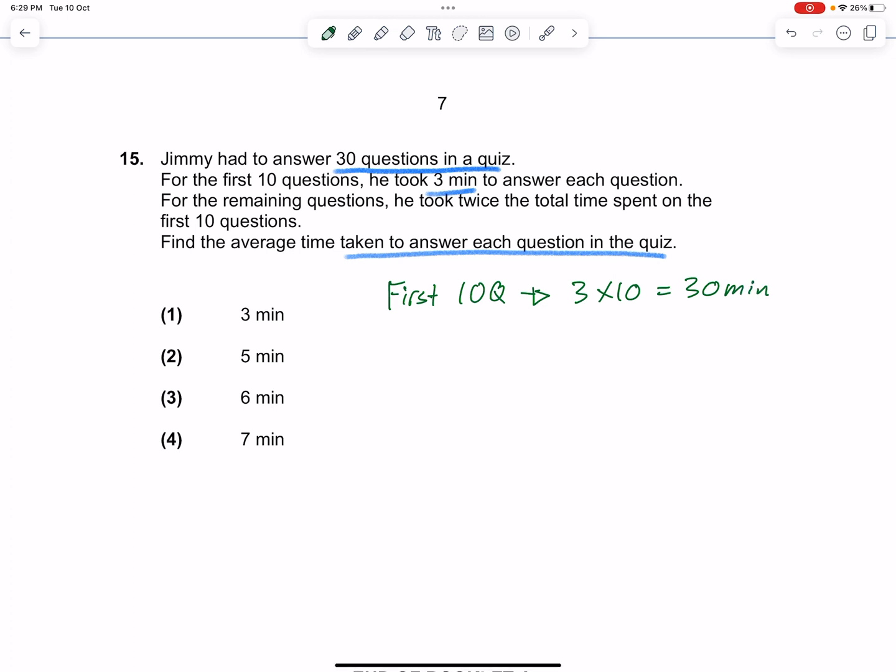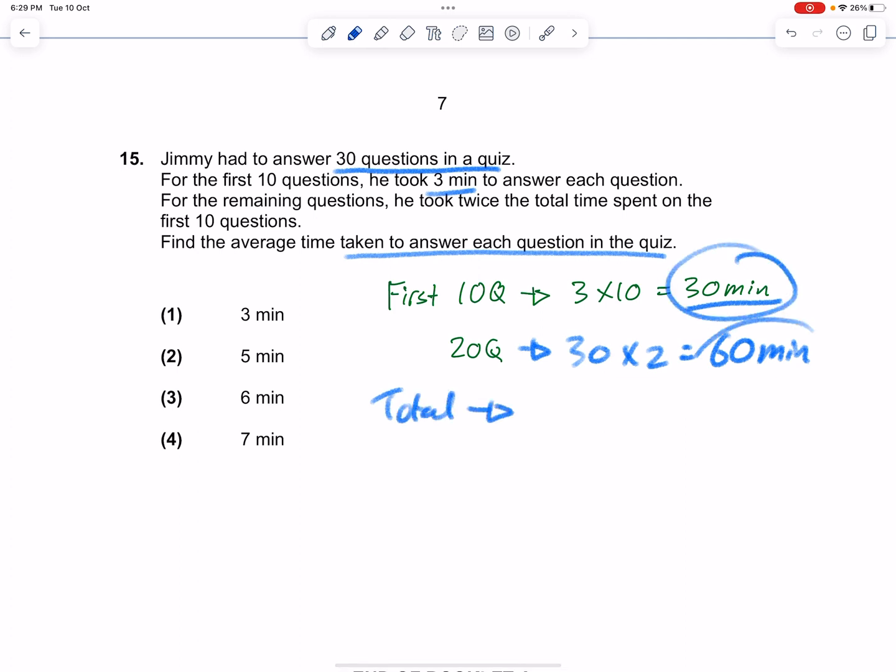Okay? And then the next 20 questions. Why 20 questions? Because the total number is 30. So 30 minus away 10, you're left with 20. Alright? So for the next 20 questions, he took twice the amount of time that he spent on the first 10 questions. So 30 times 2, 60 minutes. Okay? So the total time taken would then be 30 minutes plus 60 minutes, and your answer is 90 minutes.